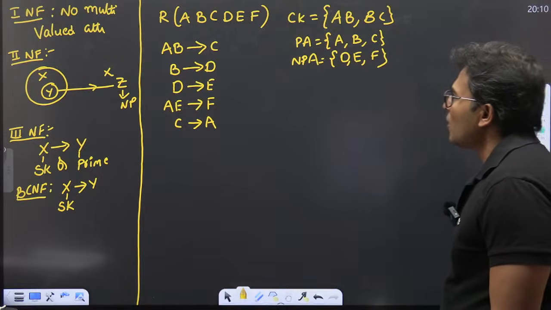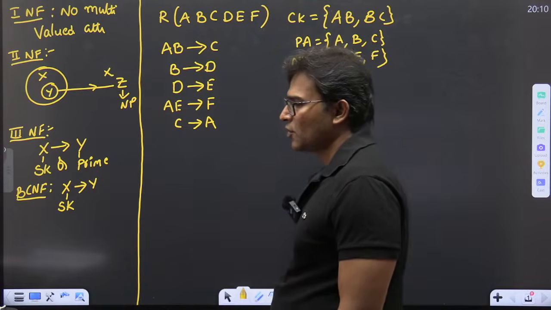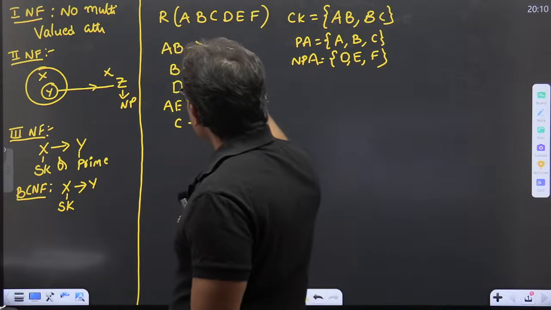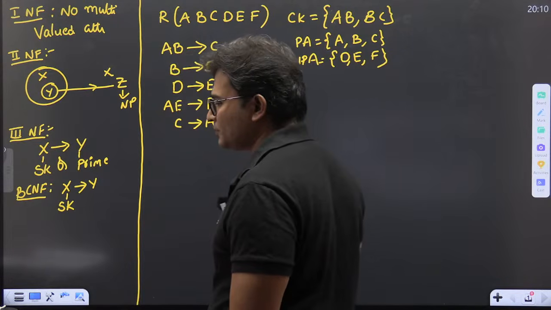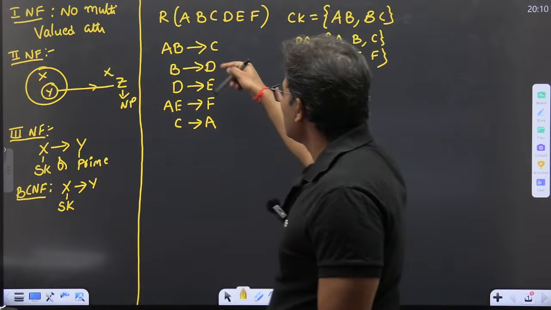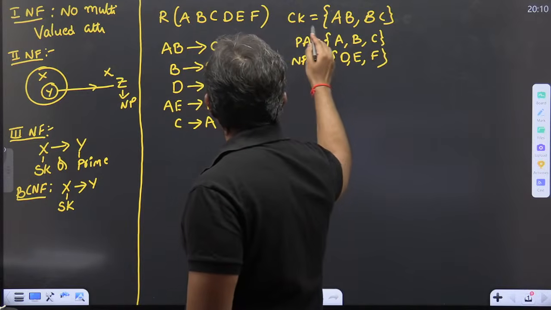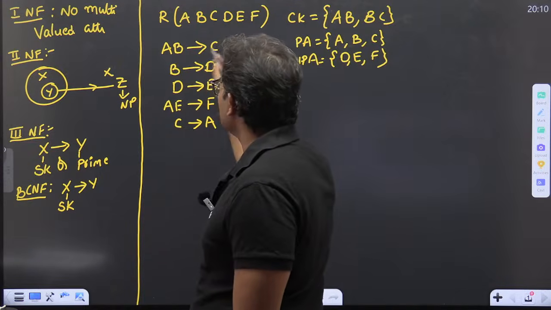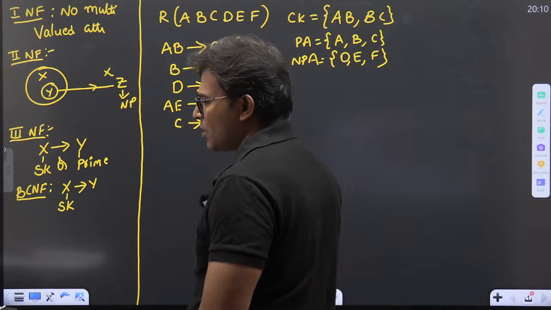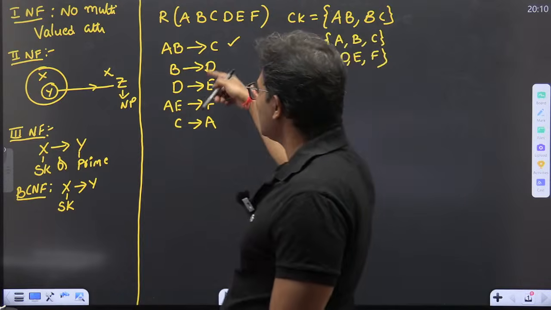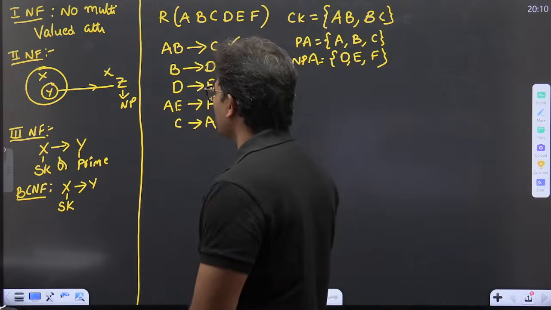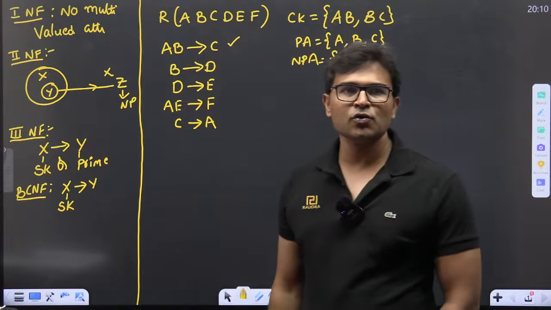Okay. Now the question is, how do we classify each functional dependency? So the left hand side is a super key or a candidate key, right? There is no problem with this. First, let us see whether the table is in second normal form or not. See, there are two ways you can go.